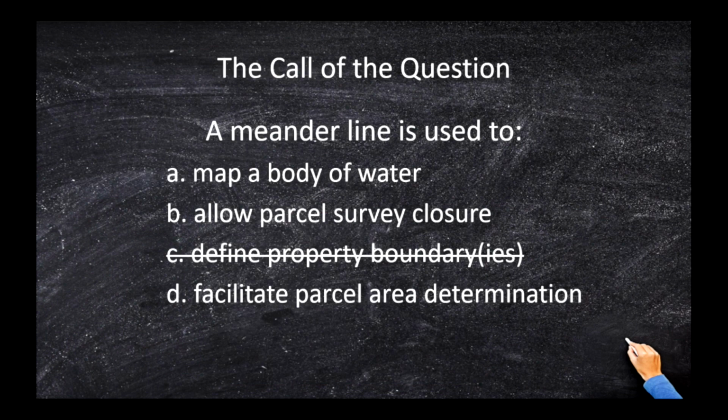So, back to our call of the question. A meander line is used to A. Map a body of water, B. Allow parcel survey closure, and D. Facilitate area determination. It is not used to define property boundaries.